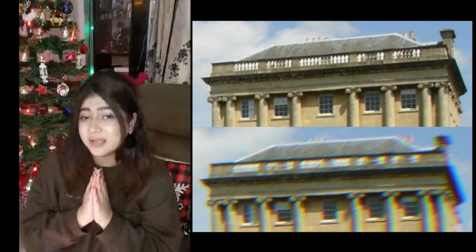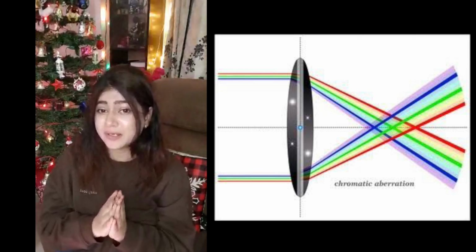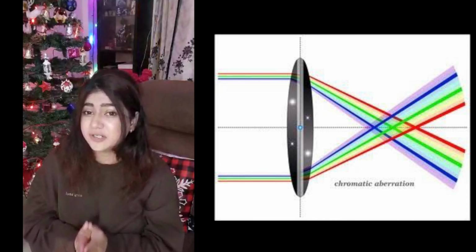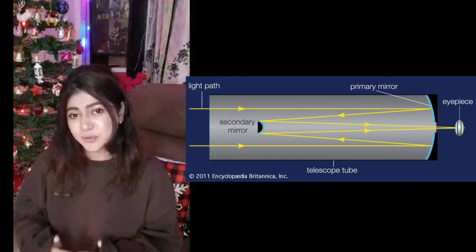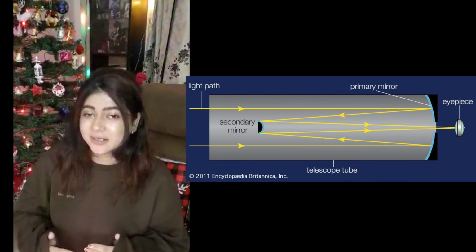However, you can experience something like this. This is called chromatic aberration, when different color wavelengths of light get split up and form this kind of a distorted image. This is called the chromatic aberration. A reflective telescope uses high quality mirrors to reflect that light into focus.